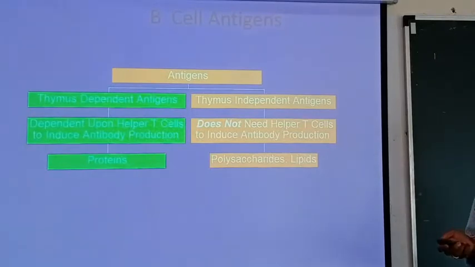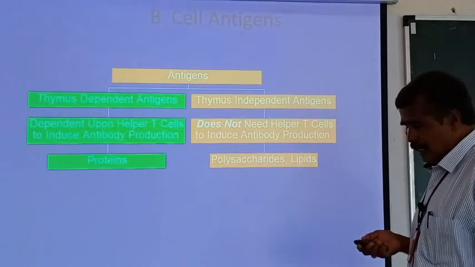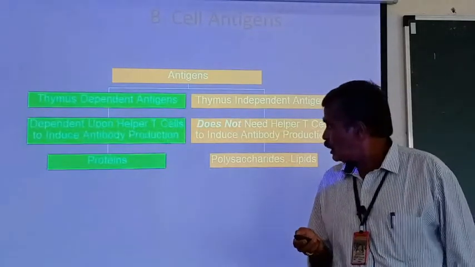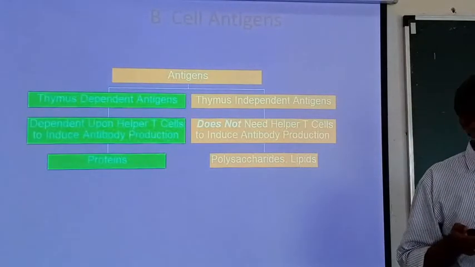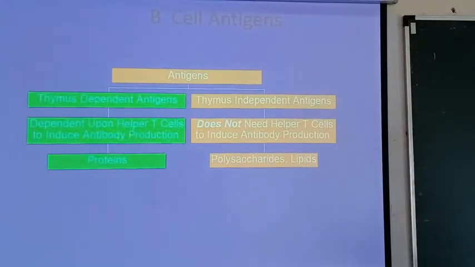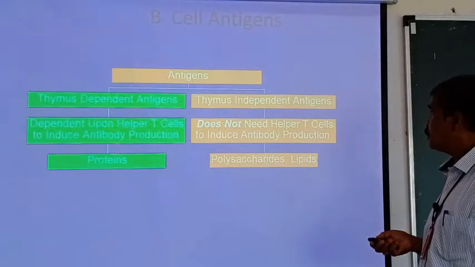Now, there are two types of antigen. One is called the thymus dependent antigen, and the second is called the thymus independent antigen. Thymus dependent antigens are said to be proteins, because they depend upon the helper T cells. And the second one is the thymus independent antigen. They do not require T cells, the helper cell is not required here, and the majority of them are polysaccharides and lipids.